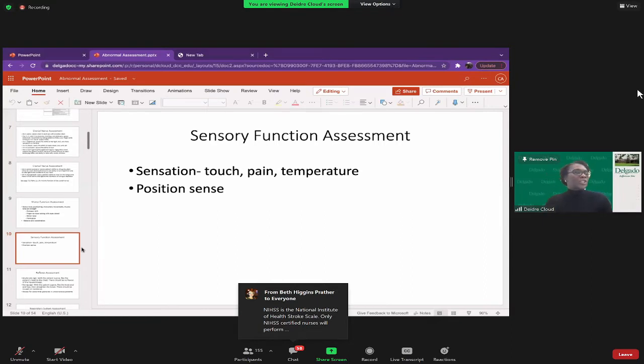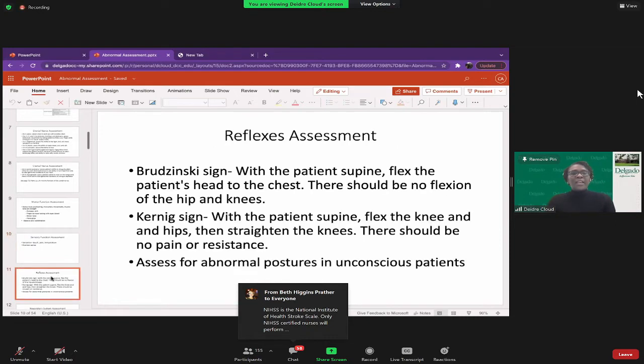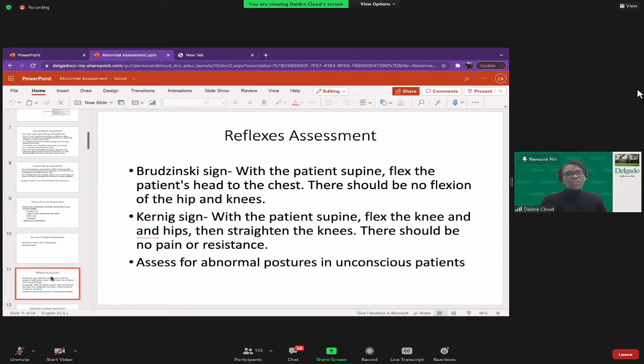Any questions about sensory? And next we'll have our reflexes. So these reflexes. Quick question. Yes. Can you go back to the Glasgow Coma Scale slide real quick?